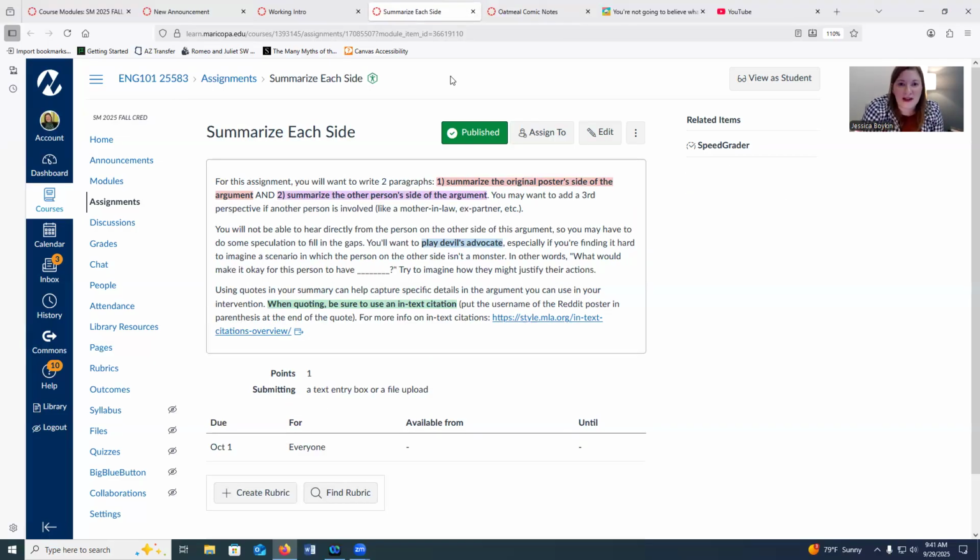Oh, and I'll just give you the hint now. Any in-text citation is going to be the Reddit username. So whatever is at the top of the post, it should be right under the r slash Am I the A-hole, and then it'll say in gray font the username.